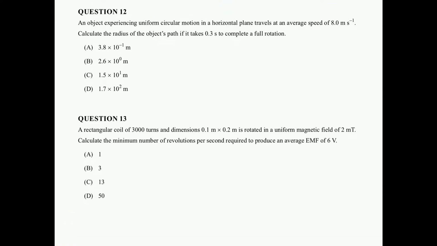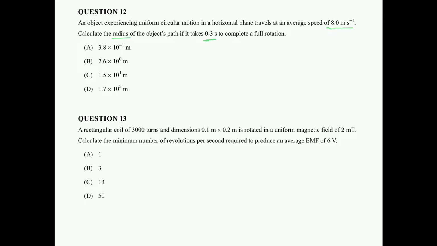All right, so question 12. An object experiencing uniform circular motion in a horizontal plane travels at an average speed of 8 meters per second. Calculate the radius of the object's path if it takes 0.3 seconds to complete a full rotation. So we're trying to calculate the radius of the object. Again, look through your formula book, look at what information you've been given and what variables you've been given in the question, and see if they match up to any of your formulas. In some cases, you may have to substitute a variable in or derive that variable with the information given in the stem of the question.